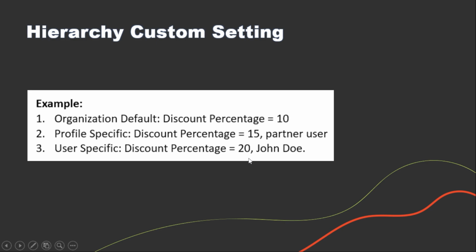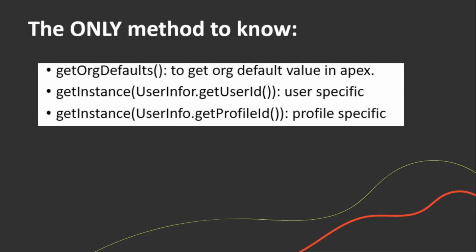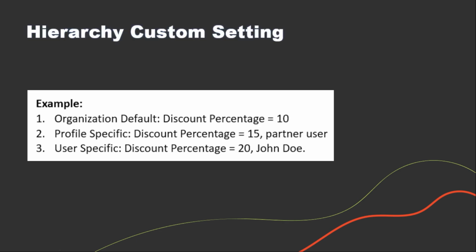They will get 20% discount. So this is kind of a hierarchy. For every user or profile, we have a different discounting amount. So we need to create the hierarchy custom settings because list custom settings won't do the work for us, right? So the only method to remember, we will come to it. But first, let's create this using the hierarchy custom settings in Salesforce, right?